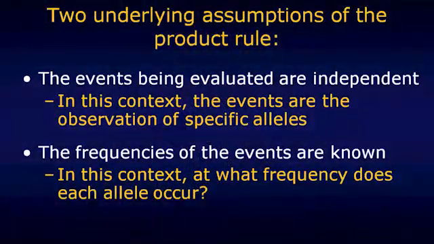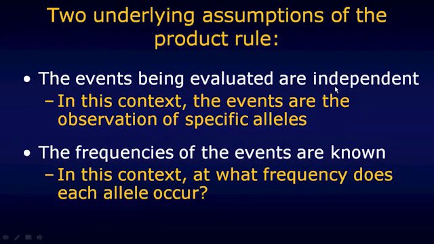Now, with that under our belt, right? I mean, that's an important lesson, right? There's something important to be said there when we're talking about this rare of a match. Let's talk about what's under the hood a little bit more about the product rule, because there are actually two assumptions that underlie what we've just done by applying the product rule in this way. The first of those assumptions needs a little bit of explaining, right? The first assumption is that the events that we're talking about here, the presence of a 12 allele and a 15 allele, for instance, at the D8 locus, are independent of each other.